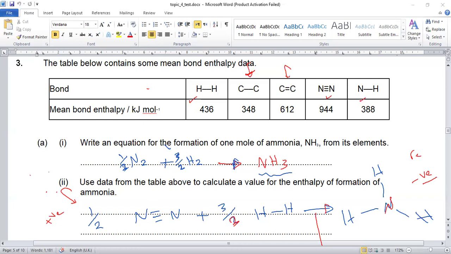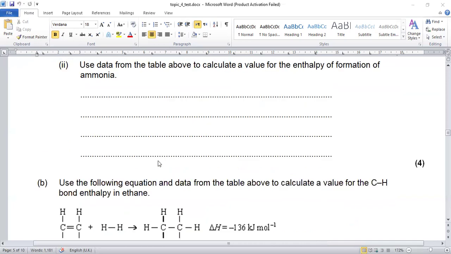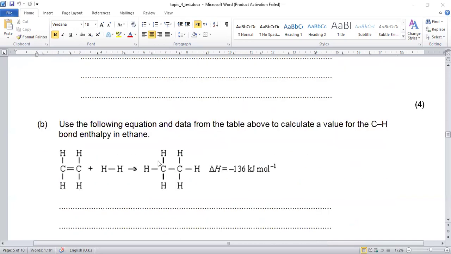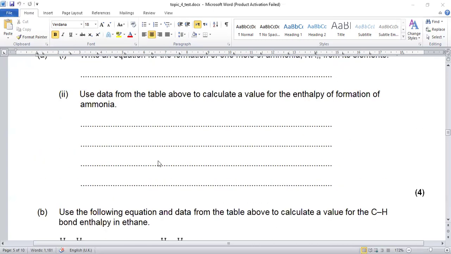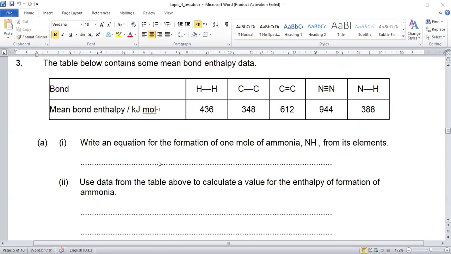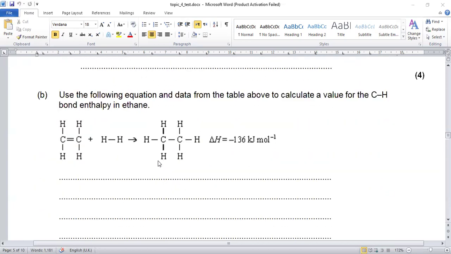Minus 182. Okay, you can save the value. Use the following equation and data from the table above to calculate the value for the C-H bond enthalpy in ethane. You can use the previous table. You can take the values and calculate. Maybe you take a screenshot.